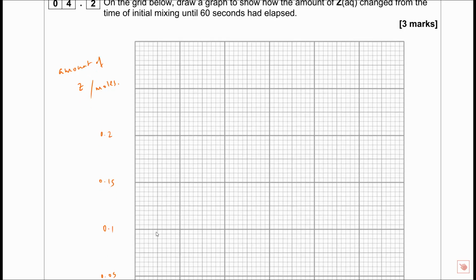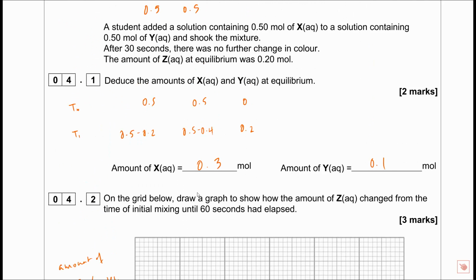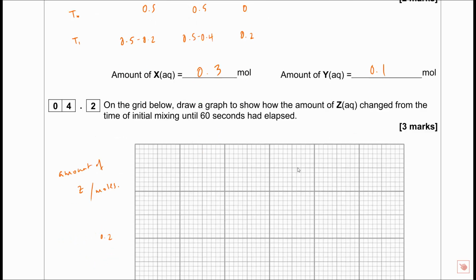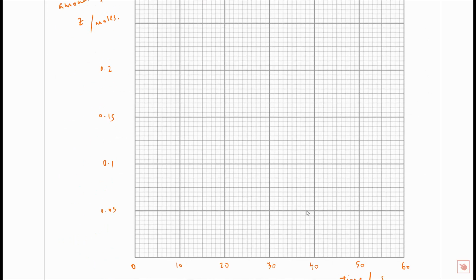Easy enough, isn't it? Okay, what's going to happen? Well, go back up here. After 30 seconds, there was no further change in colour. So after 30 seconds, we've basically got to have it flattening here. I'm flattening at 0.2 because that's what is produced at equilibrium, and I've started that flattening at 30 seconds because that is obviously the point where we have no further colour change, so I know it must have reached equilibrium at that point, although I am continuing through to 60 because it does ask for that.